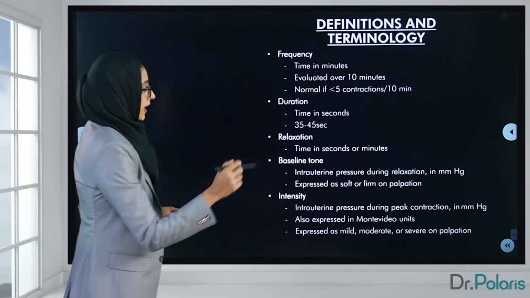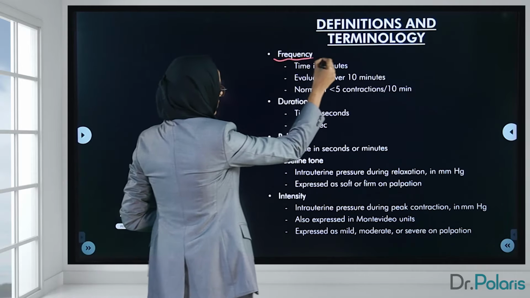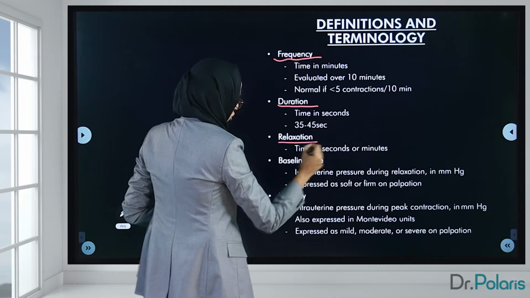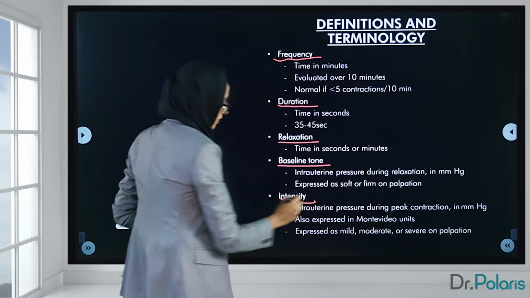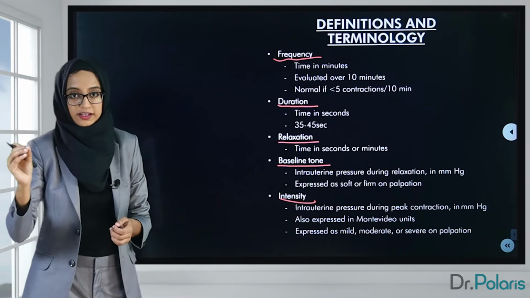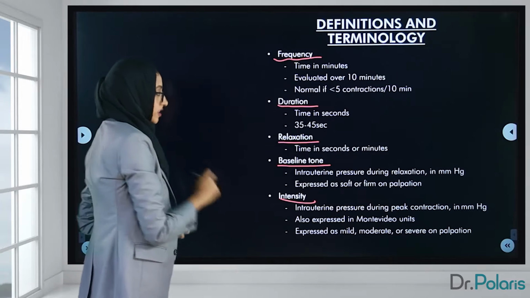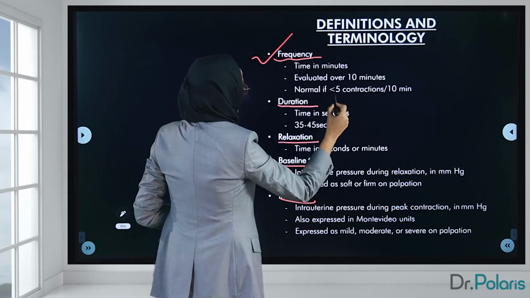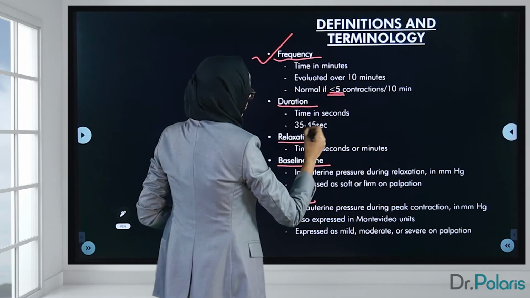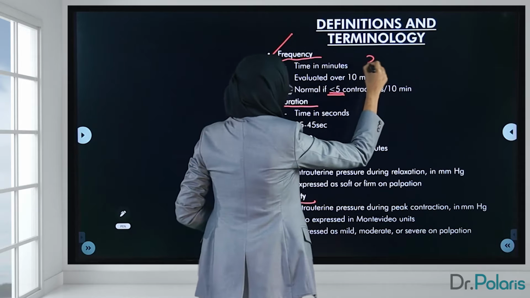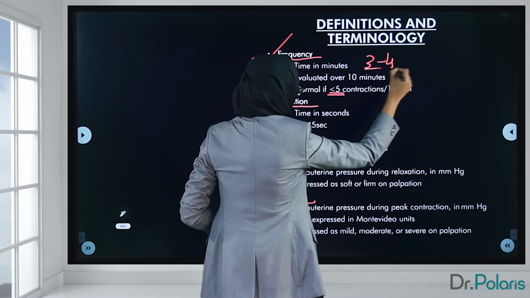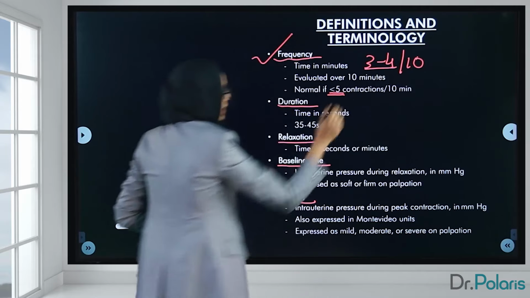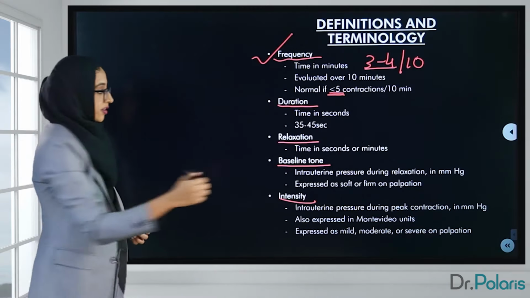So, like I've mentioned, for uterine activity, we have certain definitions. When you communicate to someone that the person is having adequate contractions, you need to discuss all of these parameters. First being frequency. Frequency is supposed to be anything less than 5 contractions, but ideally you would say 3 to 4 contractions in 10 minutes.